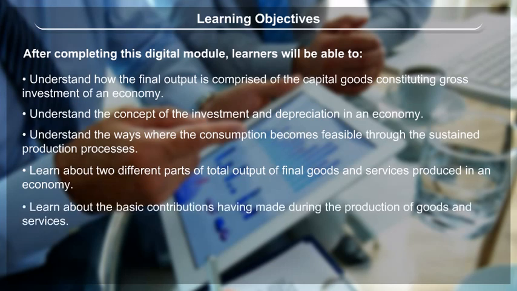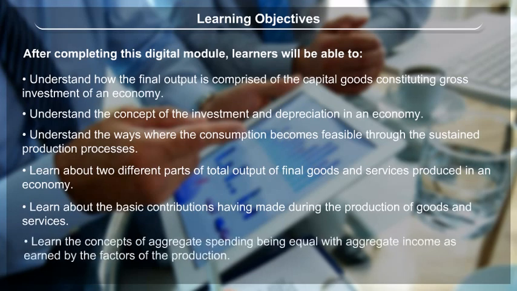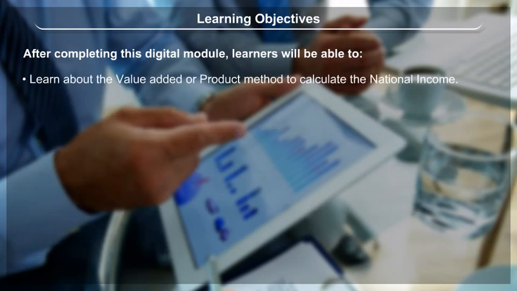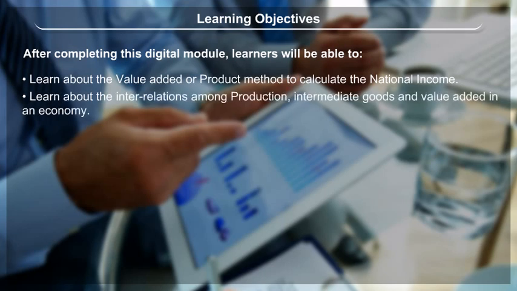Learn about the basic contributions made during the production of goods and services. Learn the concepts of aggregate spending being equal with aggregate income as earned by the factors of production. Learn about the value added or product method to calculate the national income. Learn about the interrelations among production, intermediate goods, and value added in an economy.